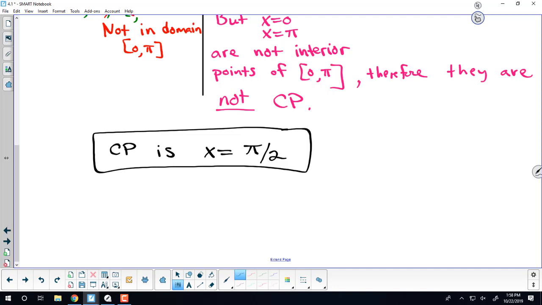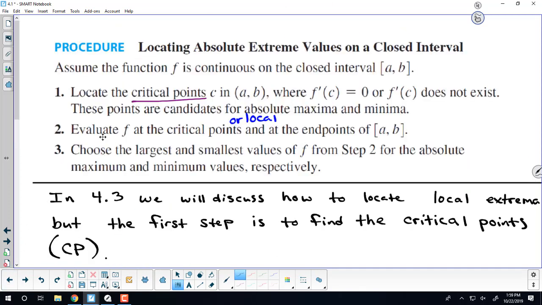So maybe something happens there on the function, maybe something doesn't. If we have a local minimum or local maximum, that's the only candidate that we have for that. Does anybody have any questions on this example? Do we include endpoints in global? Yeah, for the global or absolute maximum or minimum, you do include the endpoints. So evaluate f at the critical points and at the endpoints for the absolute extreme.